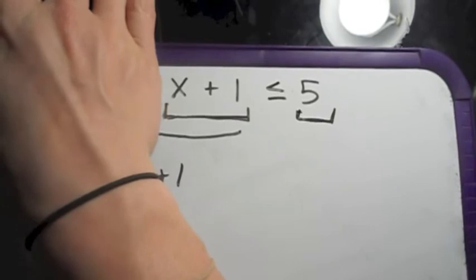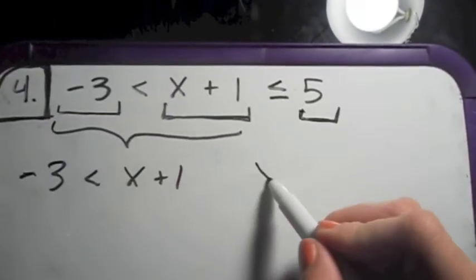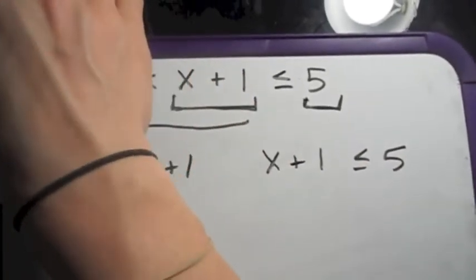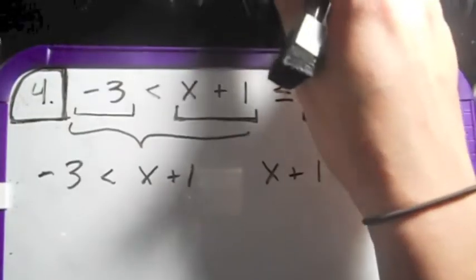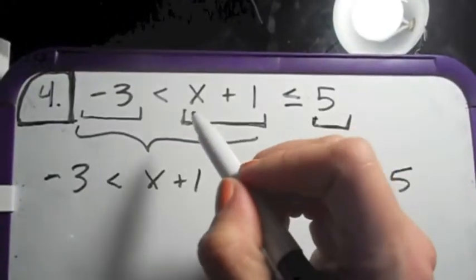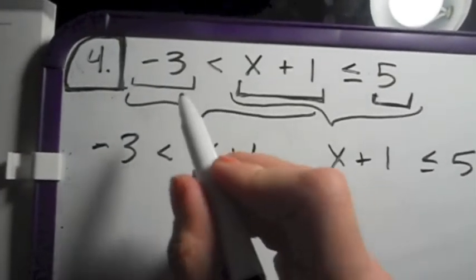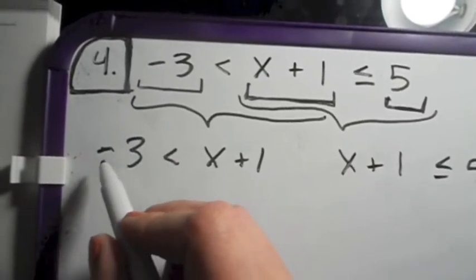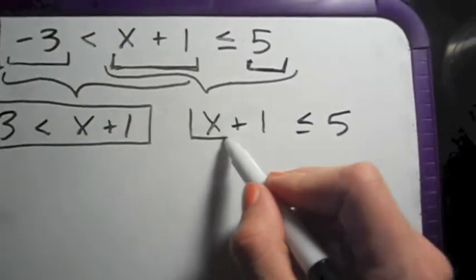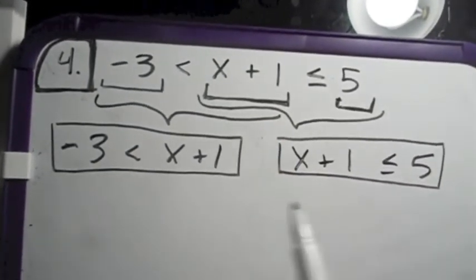And then cover this inequality up. That's another inequality. So I'll write x plus 1 is less than or equal to 5. So if you cover this side, you see that one. If you cover this inequality with that side, you see the other. Okay? Alright, so now instead of this big complicated one, I just have one inequality here and one inequality here.